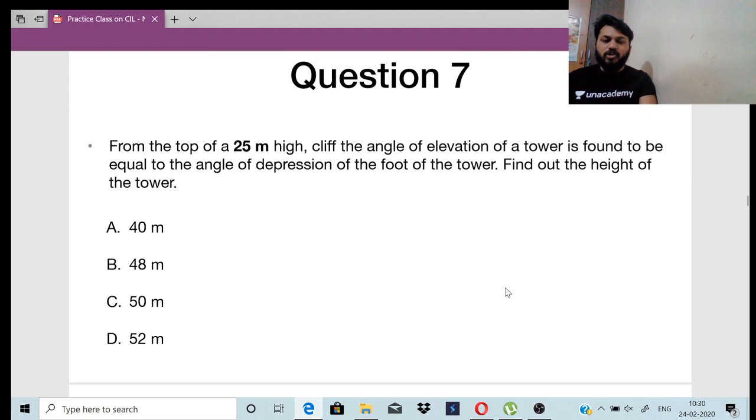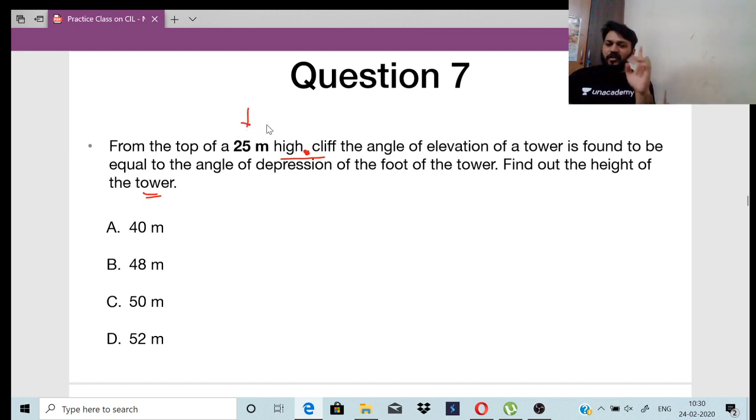चलो, from the top of a 25-meter high cliff, the angle of elevation of a tower is found to be equal to the angle of depression of the foot of the tower. Angle of elevation, angle of depression. So find the height of the tower now. सिर्फ एक height दिया है.